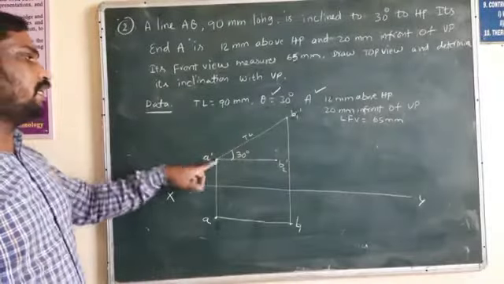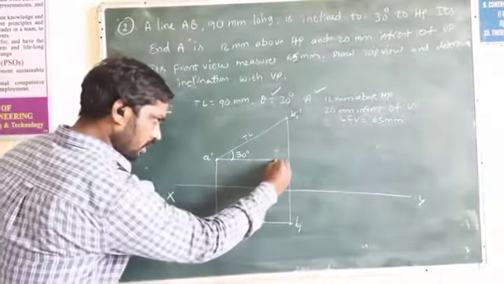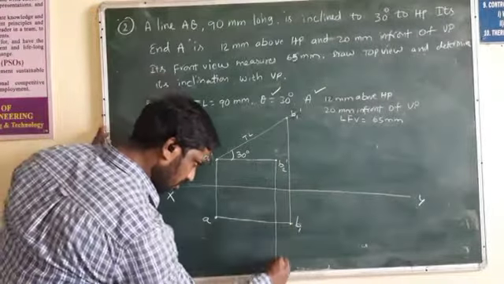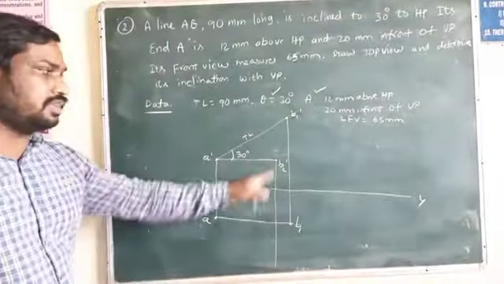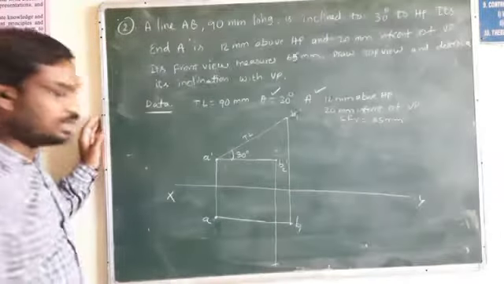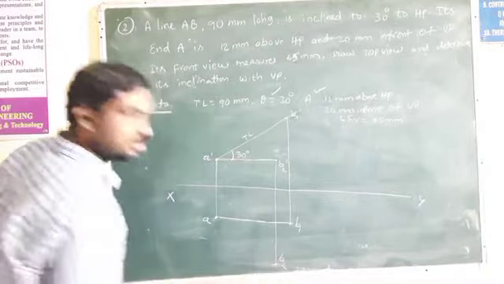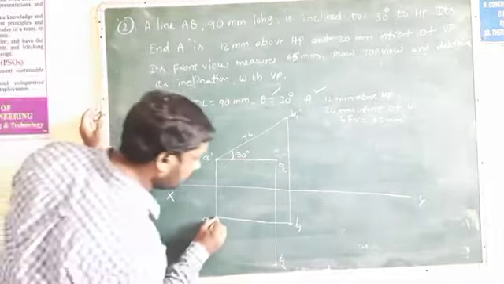Now how will we get the final top view? Draw the perpendicular line from B2 dash, the vertical projector line. Now with A as center, how much is the true length? 90 mm. Cut the arc on this line, and you get the corresponding B. So this is B. Now join the line with the help of the scale.